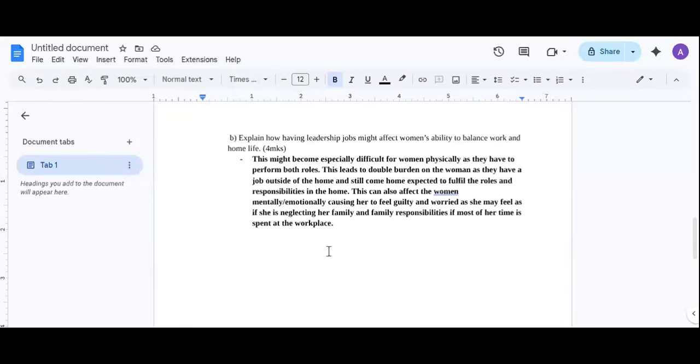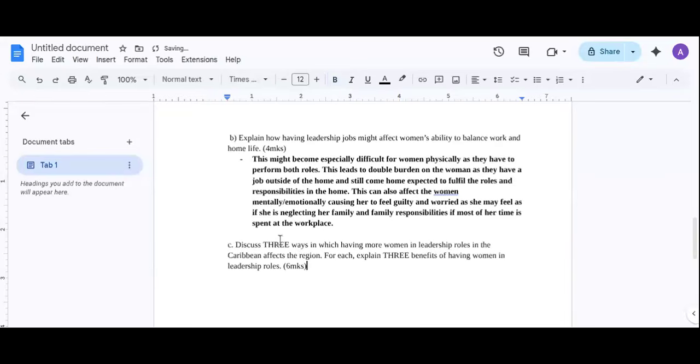Excuse me, Miss. Yes. Miss, I don't really understand this question, because the question is saying how would it affect women's ability to balance work and home. I was more thinking of an answer that will talk about the home and the work, of course. So it's kind of confusing, Miss. If you could re-explain it.